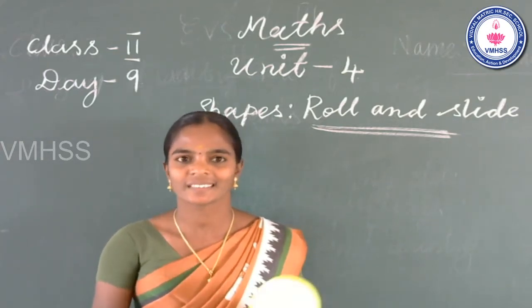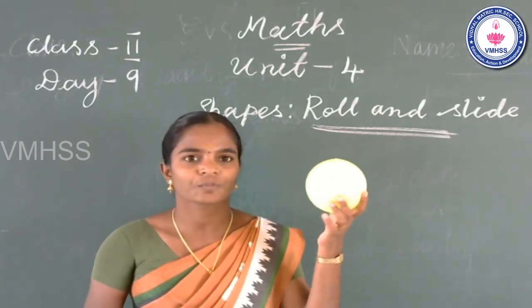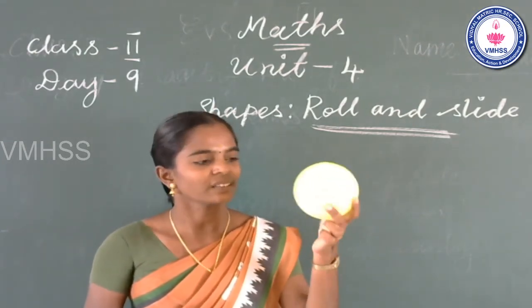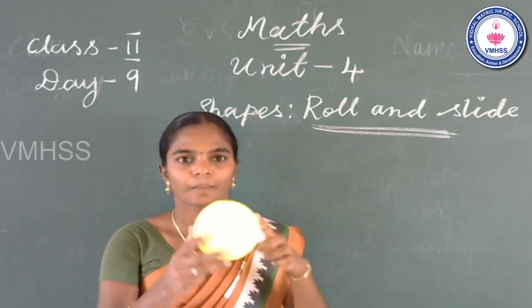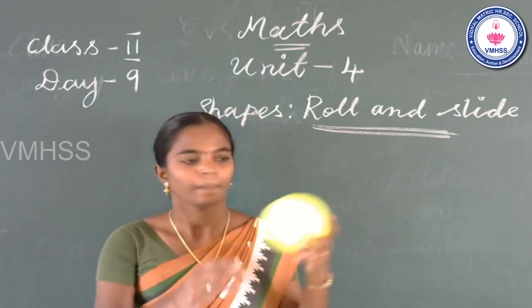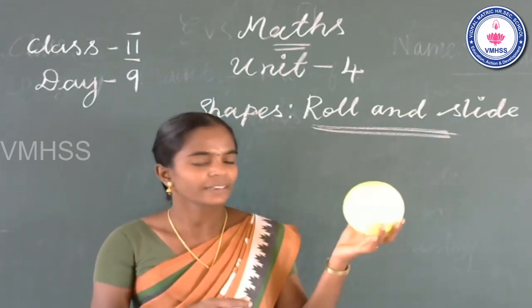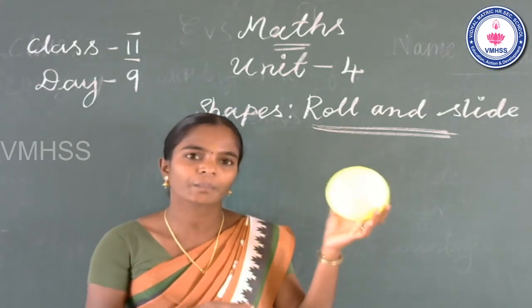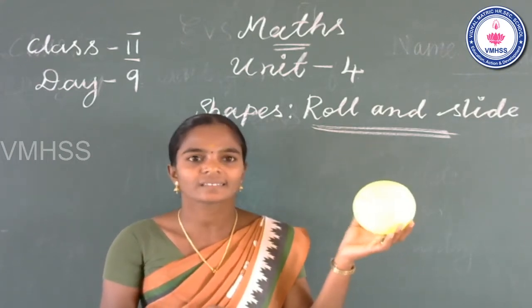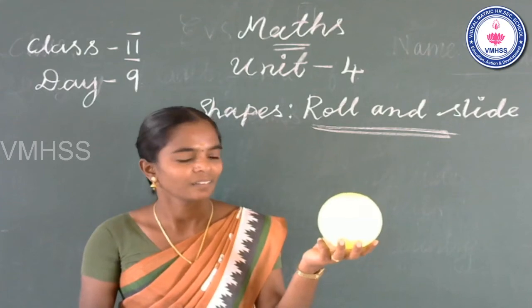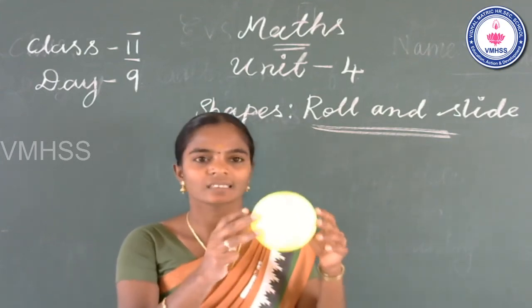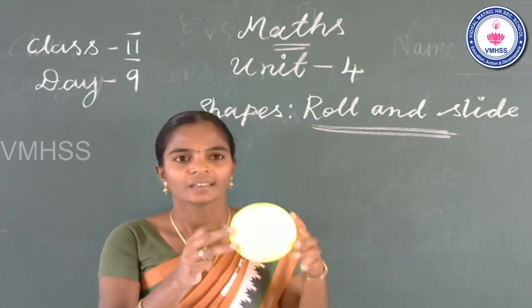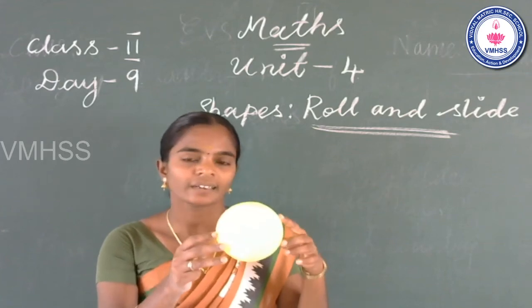Okay, students, listen. What is the shape? First, what is this? Ball. What is the shape of the ball? Very good. This is a sphere shape. Children, listen.